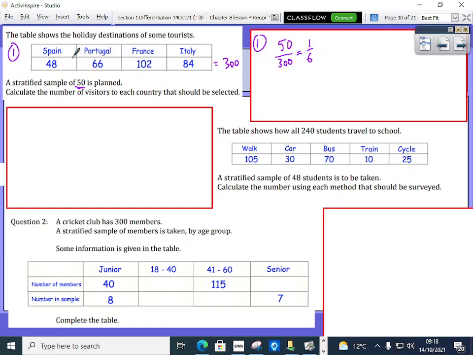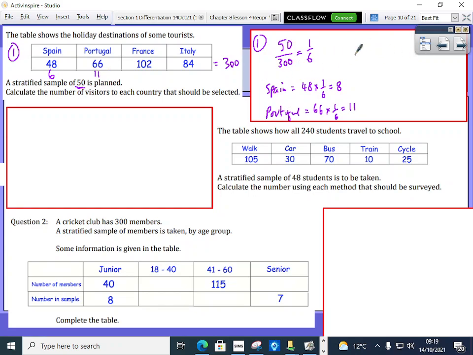So for Spain, I'm just going to write them here. For Spain, the sample size will be 48 multiplied by 1/6. That is 8, 6 times 8 is 48. So you select 8 people for Spain. The next one is Portugal. You'll say 66 times 1/6, and that is 11. So for Portugal, you select 11.